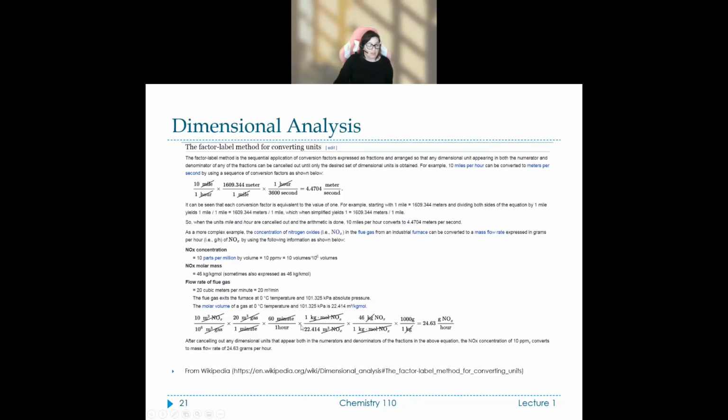Now, kilogram mole NOx cancels. I have the meters cubed NOx still from here. That cancels right there. I still have the kilograms of NOx because I haven't canceled that, and I still have the hours. Now, I want to get rid of the kilograms because I want it in grams. So I have 1,000 grams per kilogram. That leaves 24.63 grams of NOx per hour. So I have canceled all of this stuff.